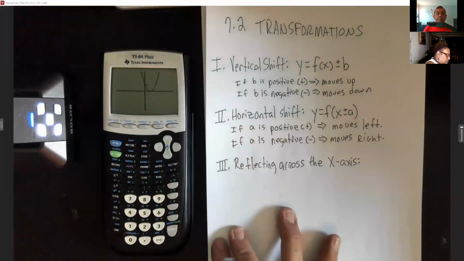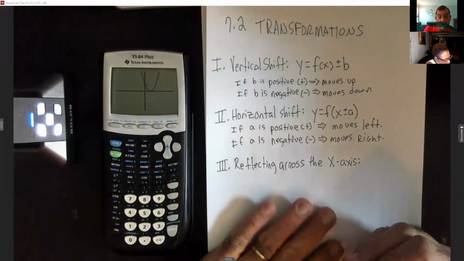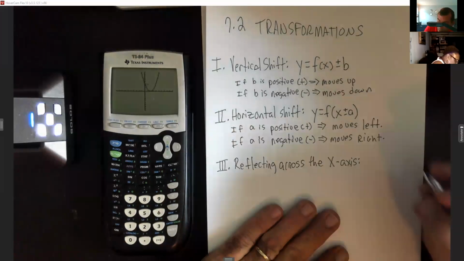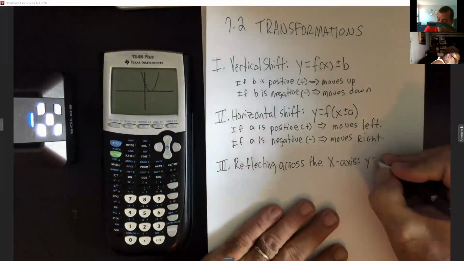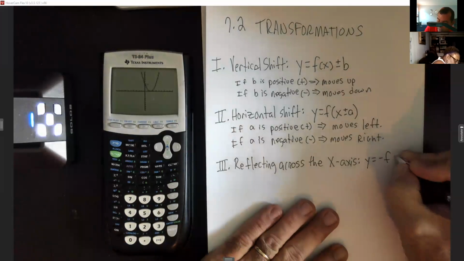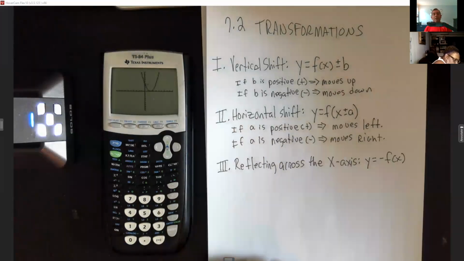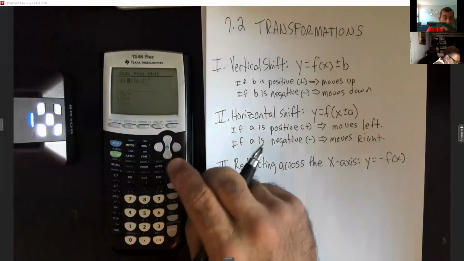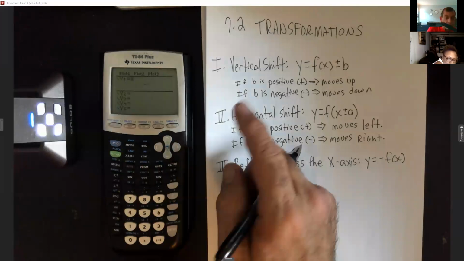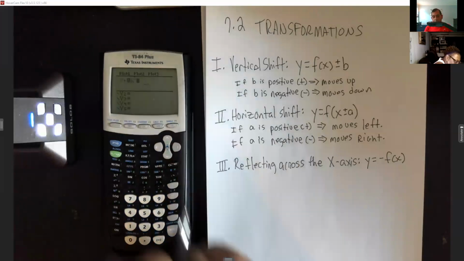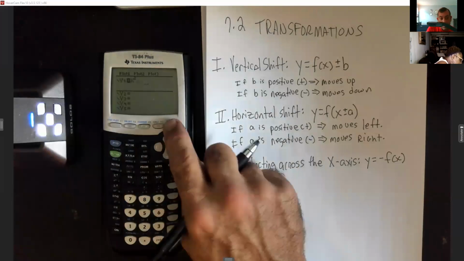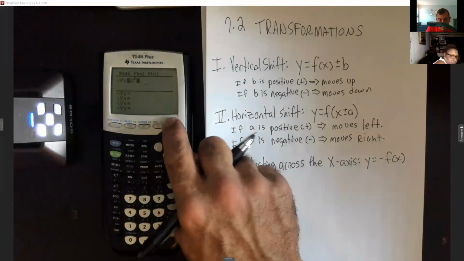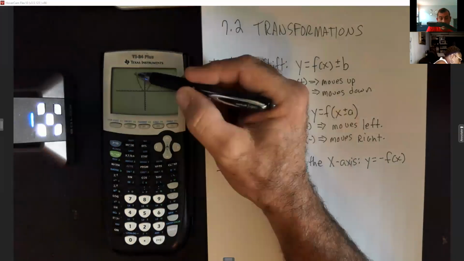So to reflect a graph across the x-axis, you'll have y equals negative f of x. So you just put a negative in front of that function, and it's going to flip it. I'm going to change this back to my basic graph, which was an x squared. So we've seen what the x squared graph looks like, right? My basic graph is going to be a parabola that comes right through the center.